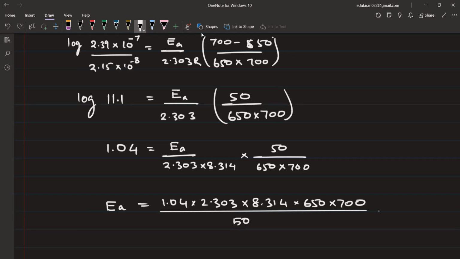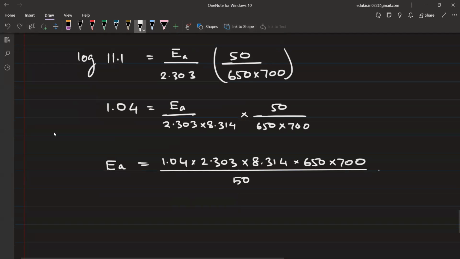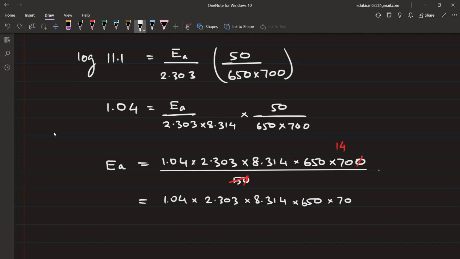Okay, so you can cancel these things out. कुछ cancel करके आप लोग इसको approximately एक आंसर निकाल के रखें. ठीक है, multiply all of these things. ये 50 को तो पहले हटा दीजिए आप, है ना. So 50 can be cancelled. 0 by this 0 and 5 ones are, and then how much? 5 fours are. So you just have 1.04 into 2.303 into 8.314 into 650 into 14, not 70.